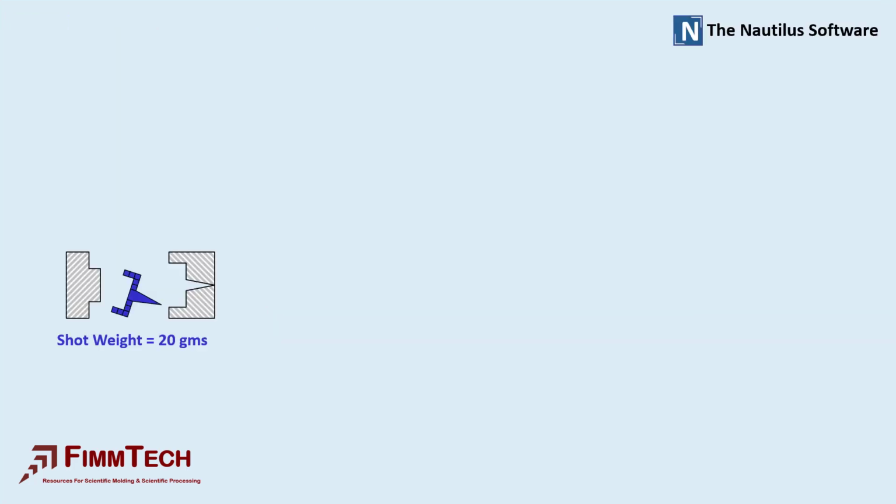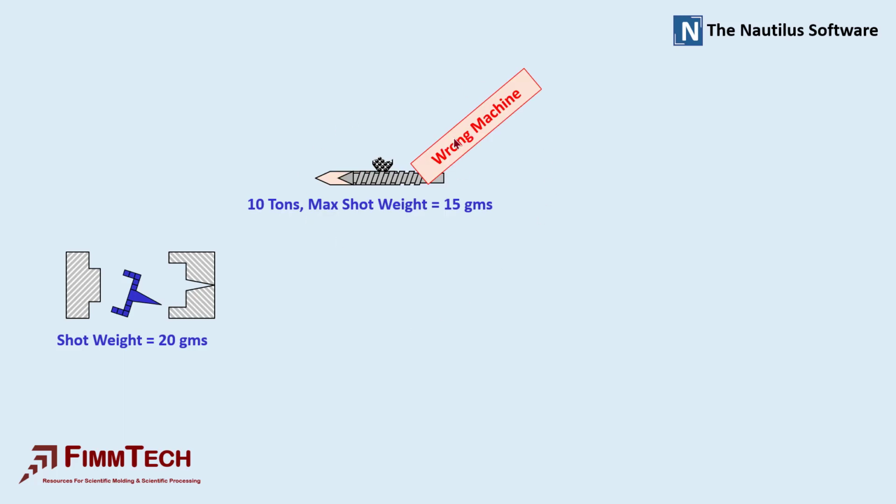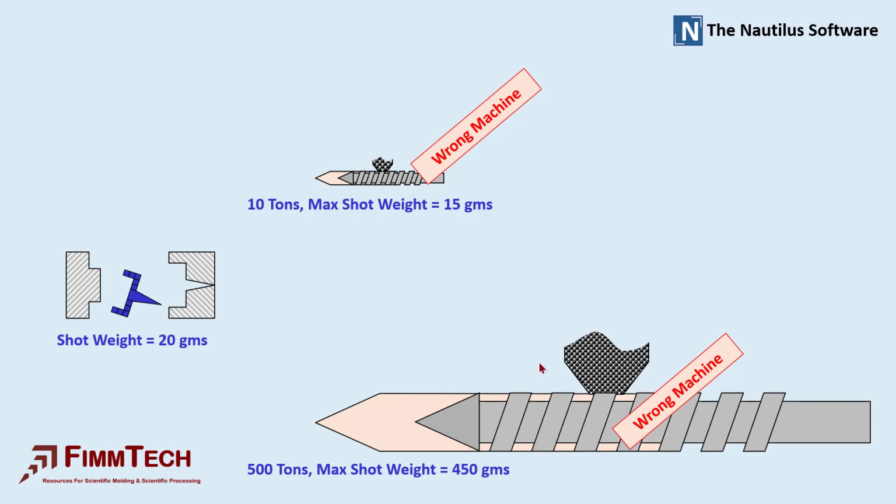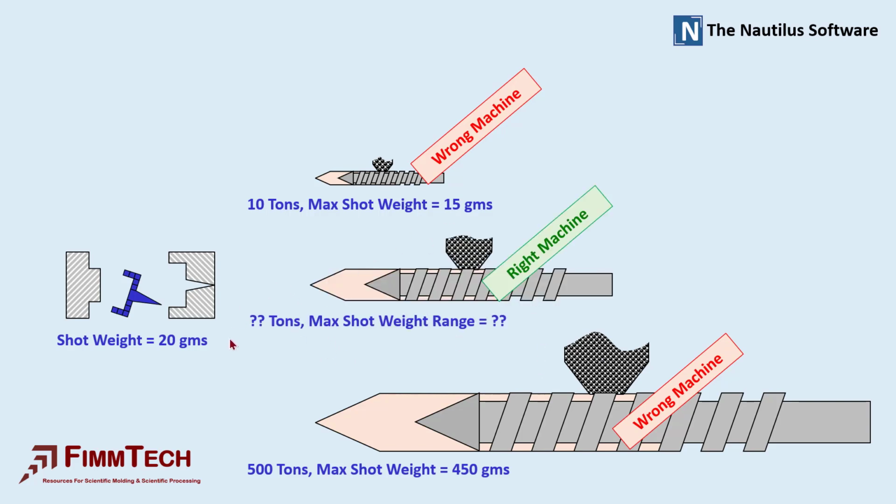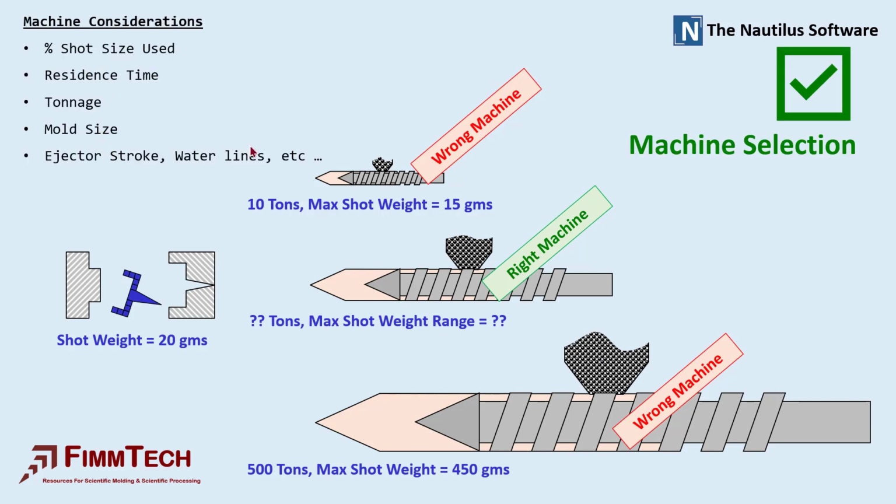Nautilus software. For example, if you've got a short weight of 20 grams, that means the part weights plus the runner weights are 20 grams, then we know that we cannot choose a very small machine, we cannot choose a very large machine, and we have to choose the right machine with the right tonnage, the right shot size, the right residence times. The mold has to fit in there. You have to have the right ejector stroke available on the molding machine. So there are a lot of features on the molding machine that we must consider before we select that machine. The Nautilus software will help you with this machine selection.